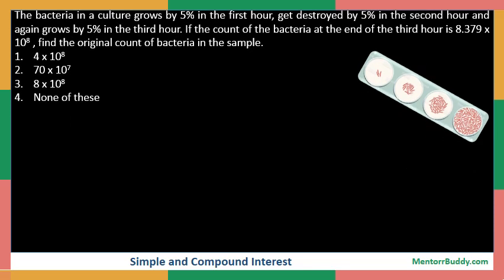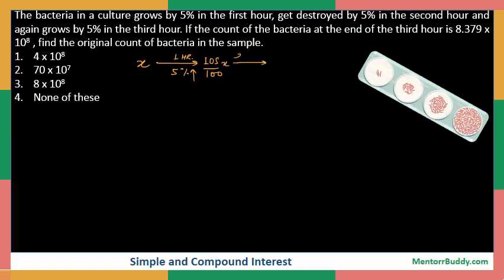Let us assume that the initial count of bacteria is X at the first hour. Now, for the first hour, there is an increment in the count by 5%. This is after 1 hour. So it becomes 105 by 100 of X.